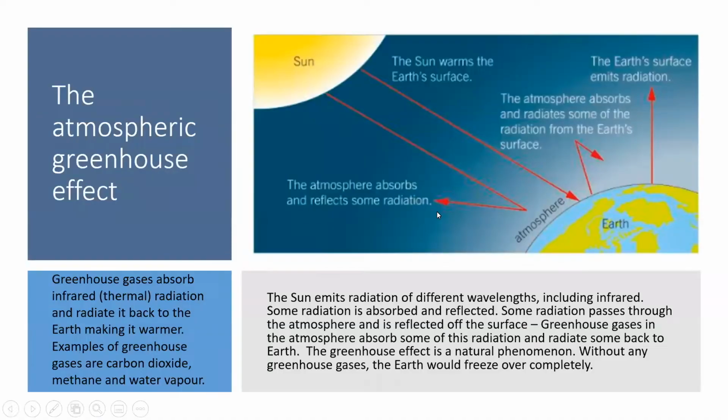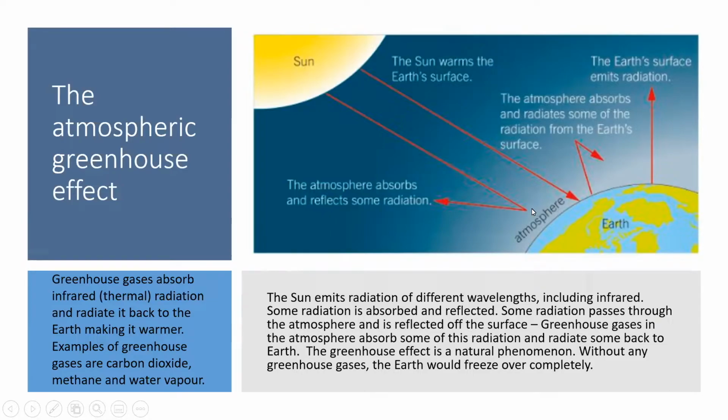Okay, let's go into a bit more detail now. We have an overview, that's kind of what's going on, that summary, but we'll look in a bit more detail. So greenhouse gases, carbon dioxide, methane (CH4), and water (H2O), what they actually do is absorb infrared or thermal radiation, so infrared is thermal radiation, and radiate it back to the Earth, making it warmer.